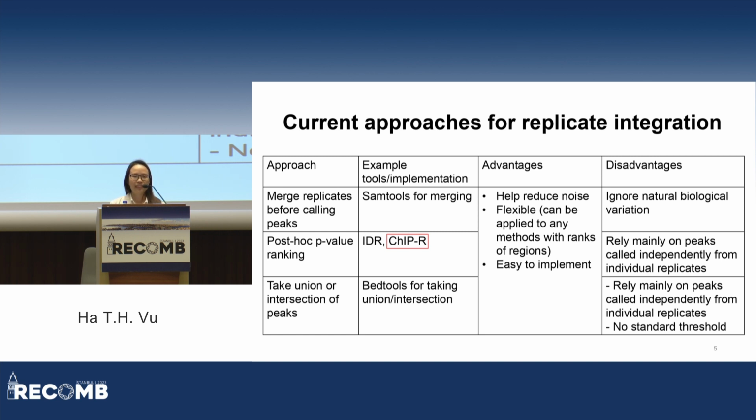However, the innate disadvantage of these methods is that they ignore natural biological variation between the replicates, or rely mainly on peaks called by individual replicates. And also with the last approach, there's no standard threshold of how many peaks to take for the intersection or the union. I'm highlighting ChIP-R here. ChIP-R is a recently developed tool to do post-hoc p-value ranking, and it has been shown to perform better than the other approaches.